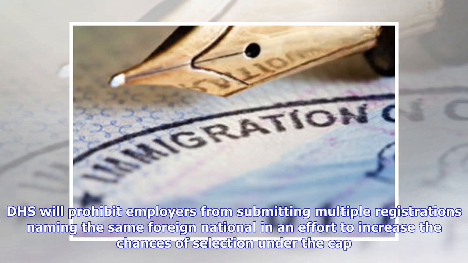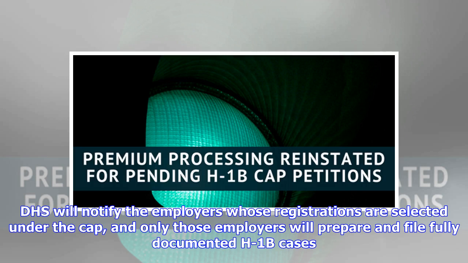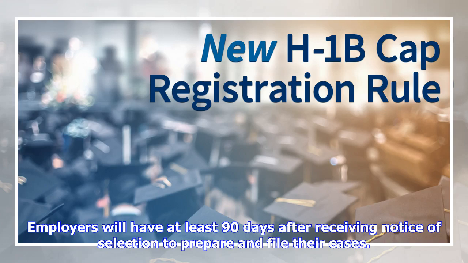DHS will prohibit employers from submitting multiple registrations naming the same foreign national in an effort to increase the chances of selection under the cap. Indeed, DHS will invalidate such registrations. DHS will notify the employers whose registrations are selected under the cap, and only those employers will prepare and file fully documented H-1B cases. Employers will have at least 90 days after receiving notice of selection to prepare and file their cases.